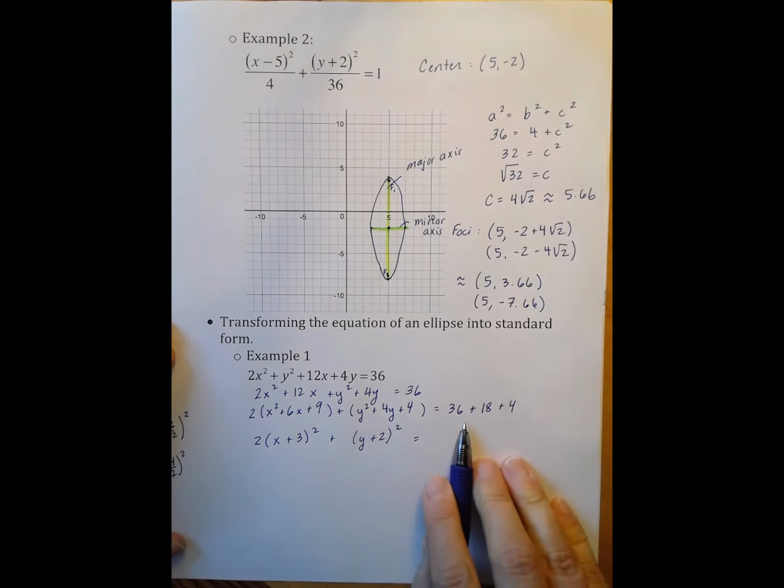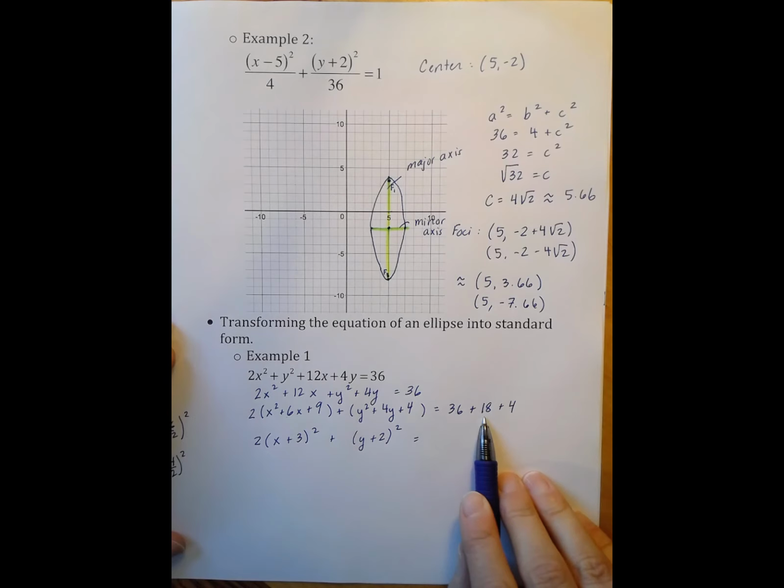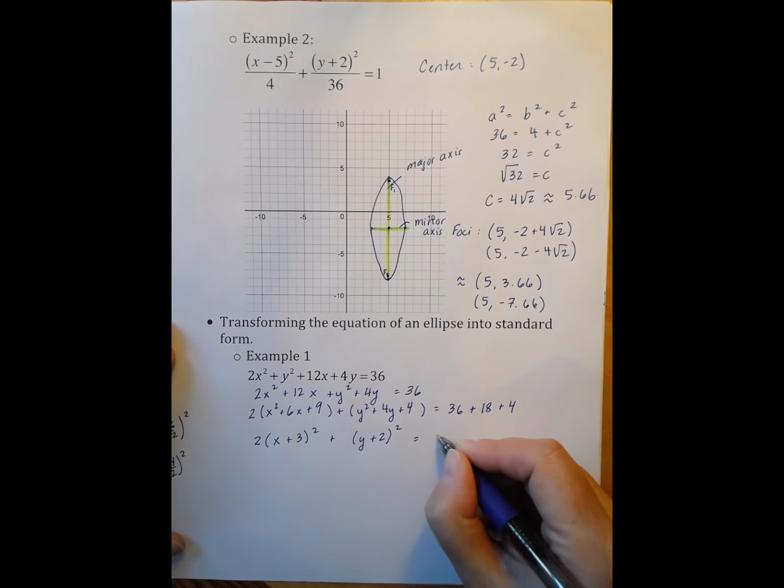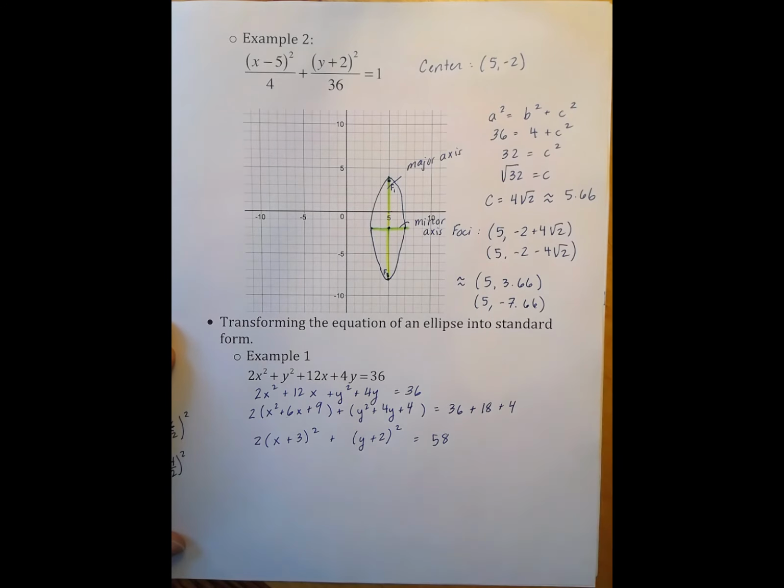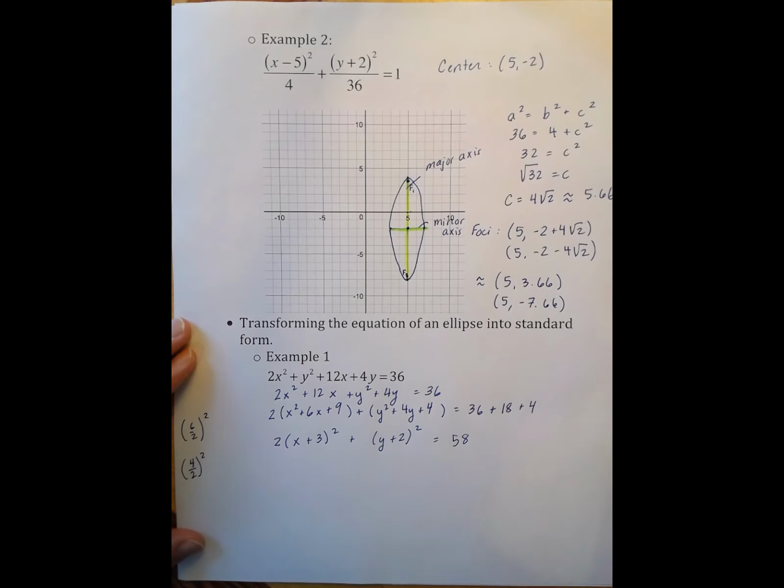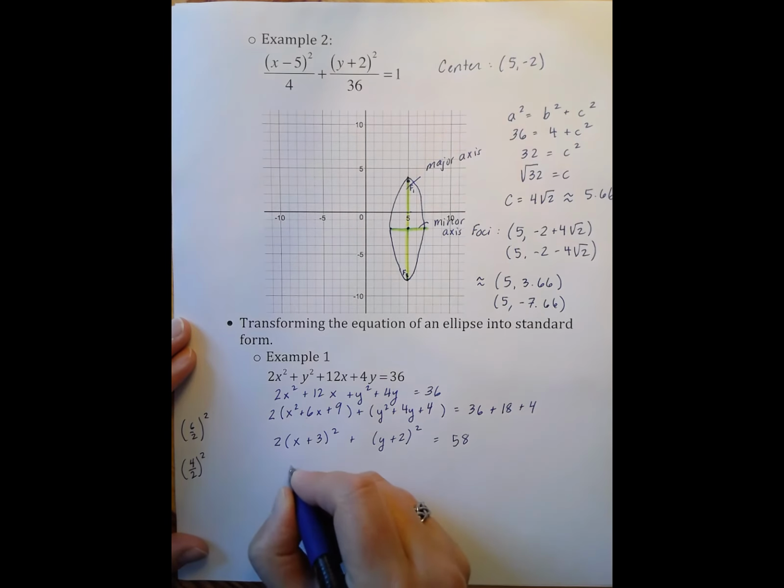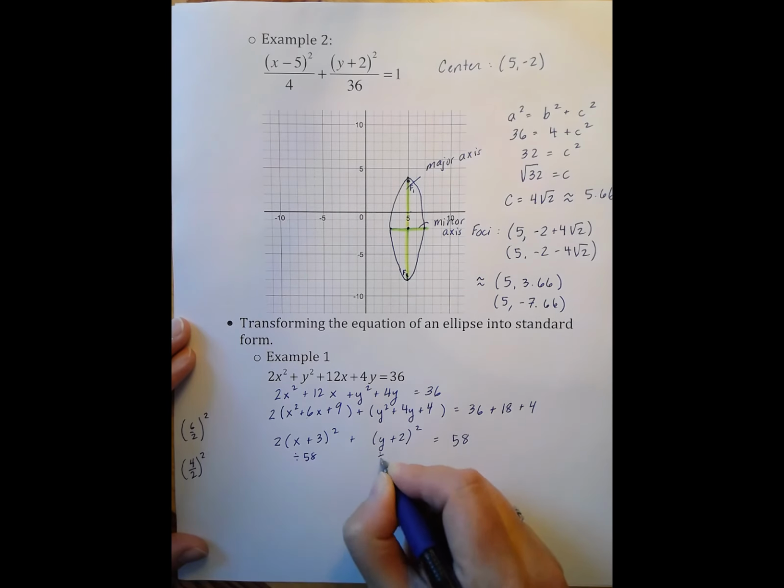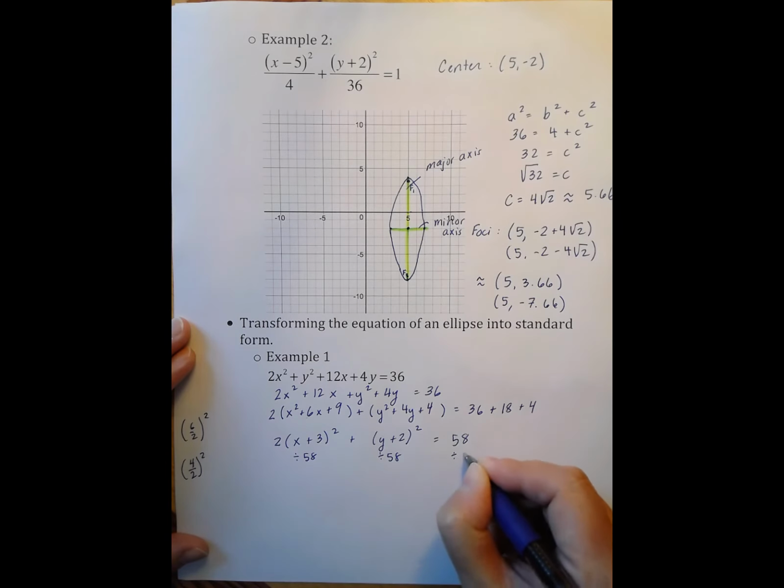And I simplify my right-hand side. So 36 plus 4 plus 18 is going to be 58. And my last step with writing the equation of an ellipse in standard form is that my equation has to equal 1. So I divide everything by 58. So divide this by 58, this by 58, and this by 58.